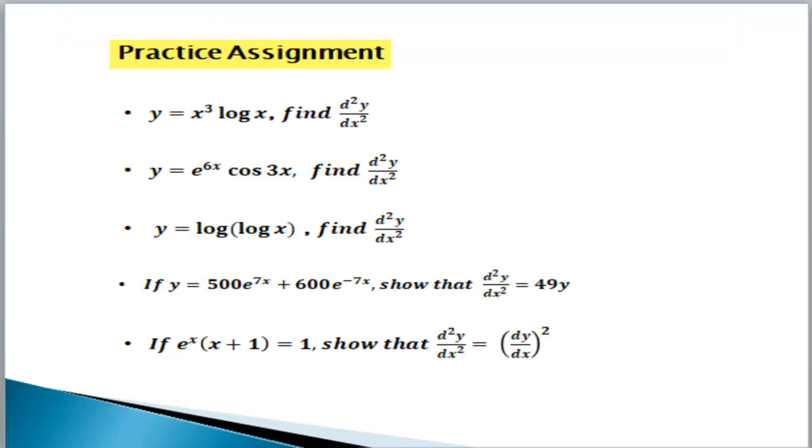Now children, you can see we have done plenty of examples. Based on that, you can try this practice assignment.